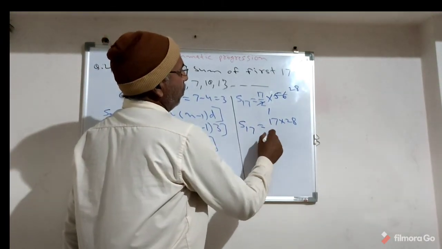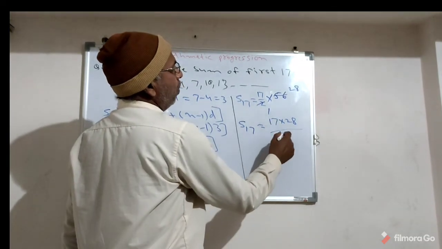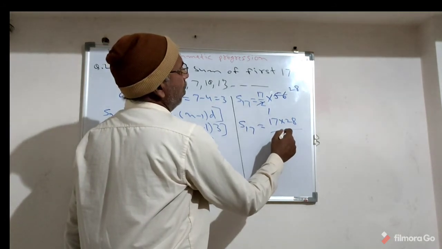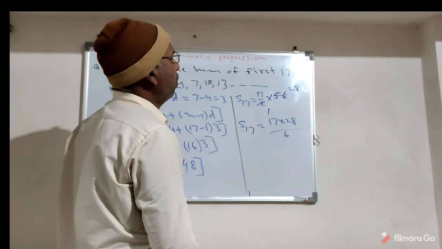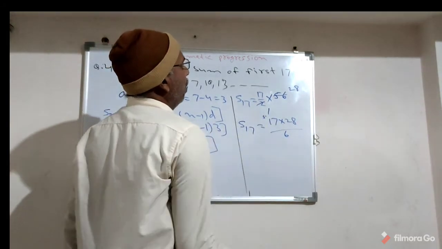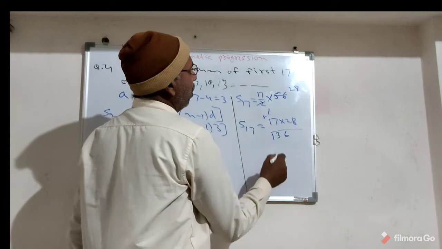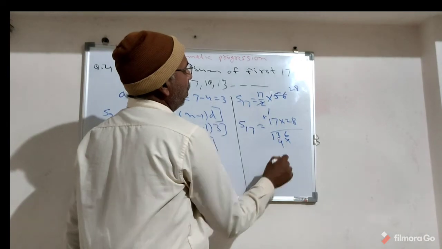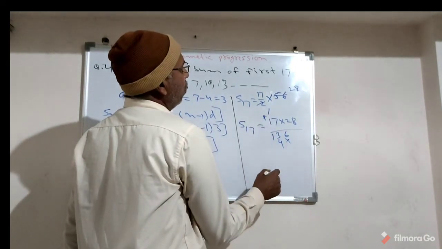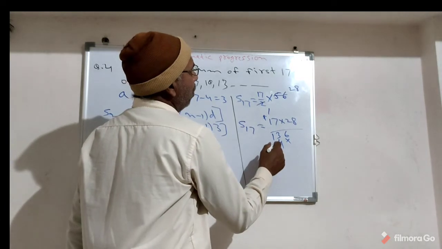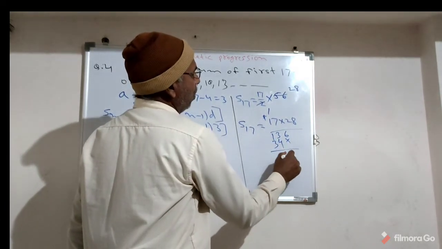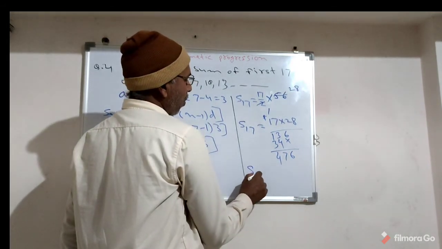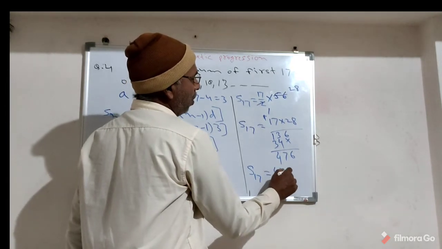5 multiplied by 8 7s is how much? 56. 8 7s are 56. Here is 5. 8 1s are 8 and 5 is 13. 2 7s are 14. Here is 1. 2 1s are 2 and 1 is 3. 6, 7, 4. Therefore, S17 equals how much? 476. Answer.